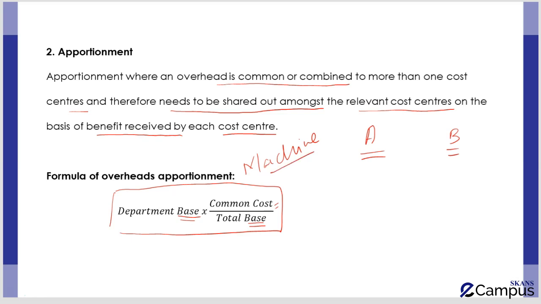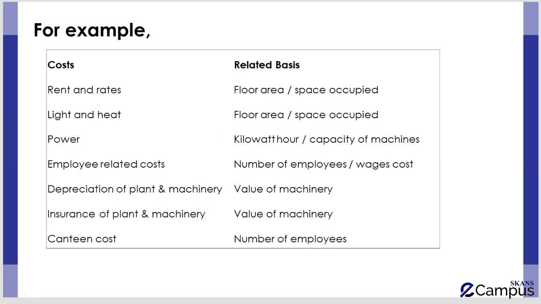So the expenses relating to the machine usage are not only associated with A, they are now also associated with B. So these expenses will be shared between A and B on the basis of the usage of machinery both departments have done. Here we have some examples of common expenses, common costs, and the related base information which is used for the sharing of these costs.